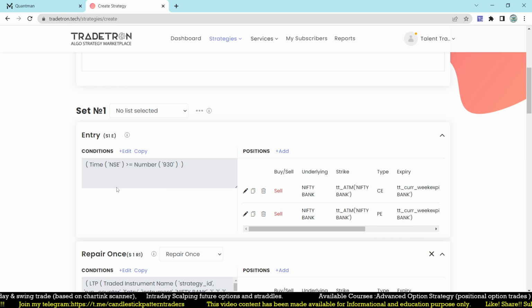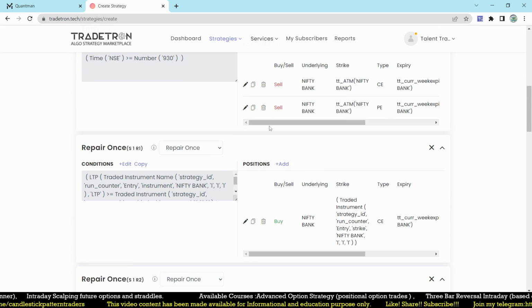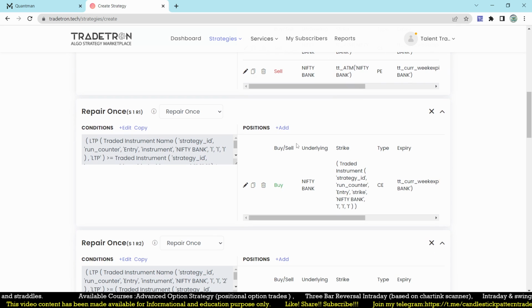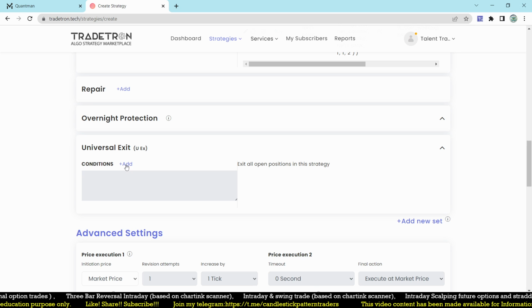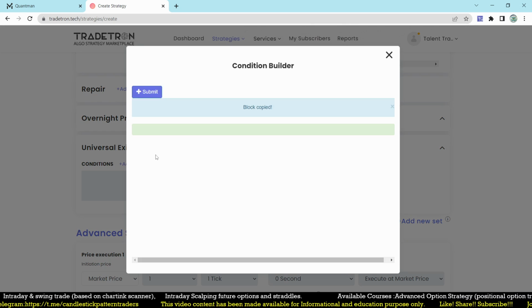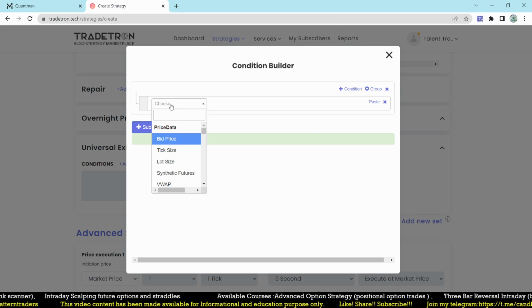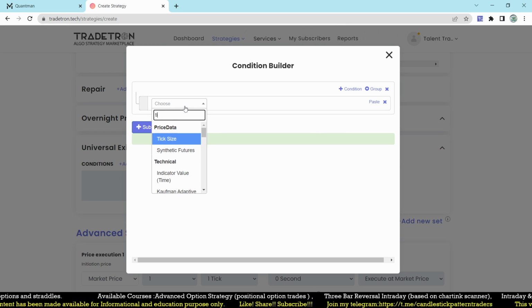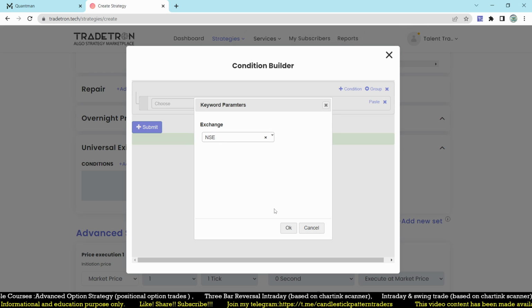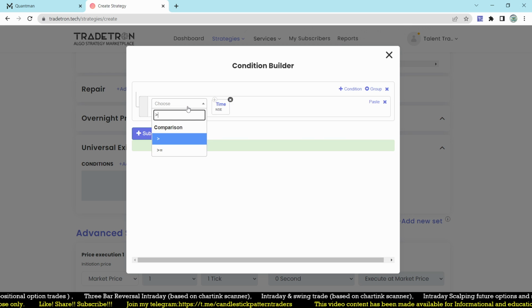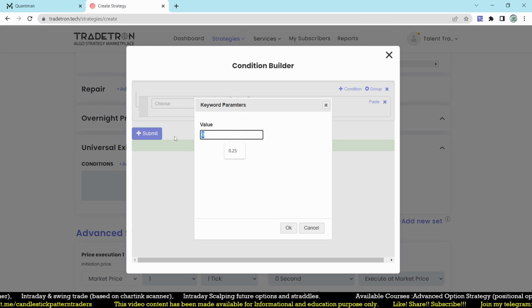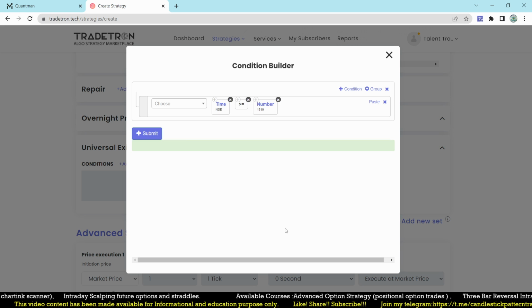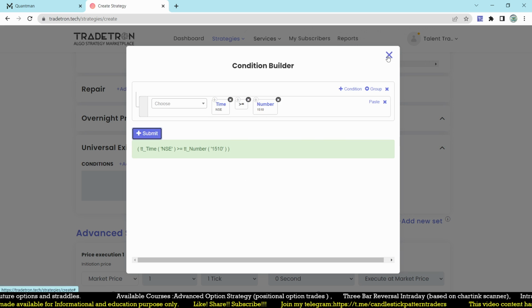So what I'm doing at 9:30, I'm taking a position at exactly 9:30, both call and put I'm going to sell, and for each leg individually I'm making a 30% stop loss, and then it will exit whenever I exit. Universal exit is around 3:15 or 3:10. So here I'm going to make the time. The time is on NSE greater than or equal to 15:10. That means 3:10. So we will exit at this.